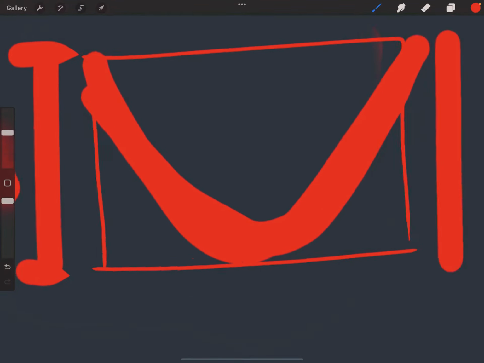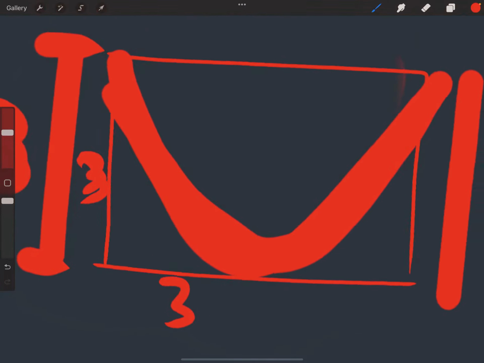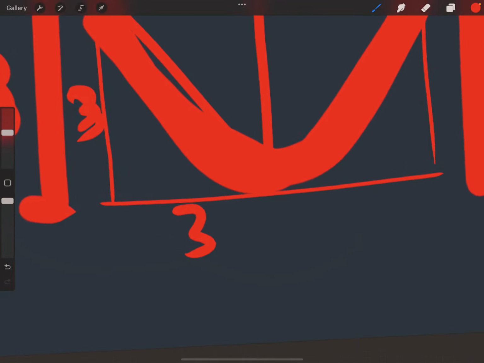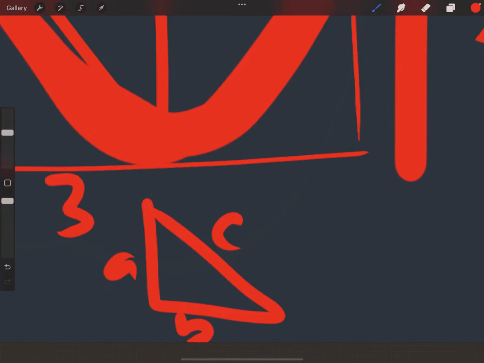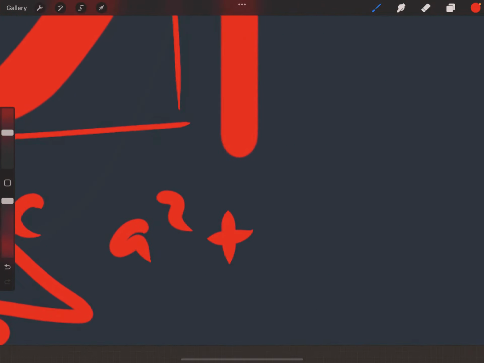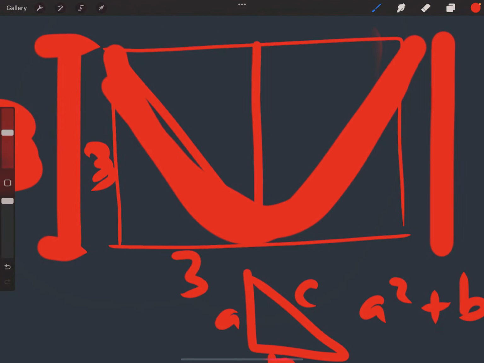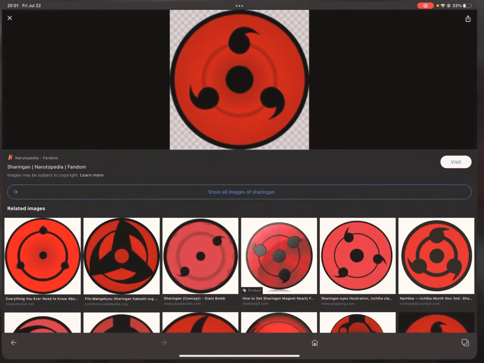So for example, we say this is 3 centimeters and this is 3 centimeters, and that is the Pythagoras of the triangle. So if you lay out the triangle like this is A, this is B, this is C. So A squared plus B squared equals C squared. So we know this is 3 and this must be 3 because it's a square. It's a Pythagoras of the square. So A is 3 and B is 3.